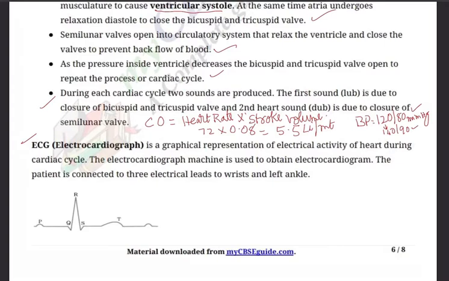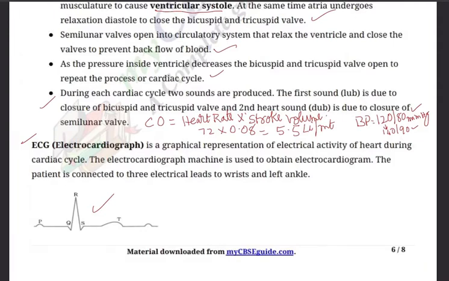The patient is connected to three electrical leads, to the wrist and left ankle. And the graph that we get will be in this fashion. That is, you have a P wave, a QRS complex wave, and of course a T wave. This shows the normal functioning of different parts of the heart, like auricles and ventricles. In that again, auricle contraction, auricle relaxation, ventricle contraction, and ventricle relaxation. If these are normal, then the graph will be like this.